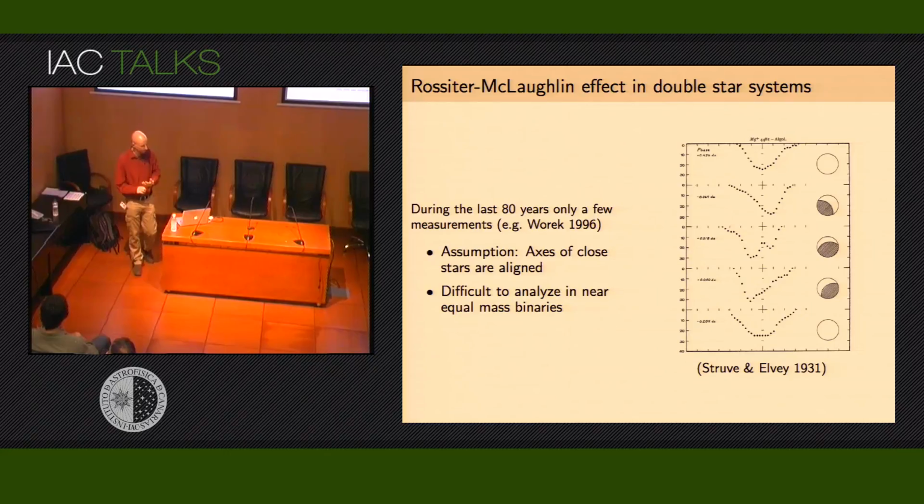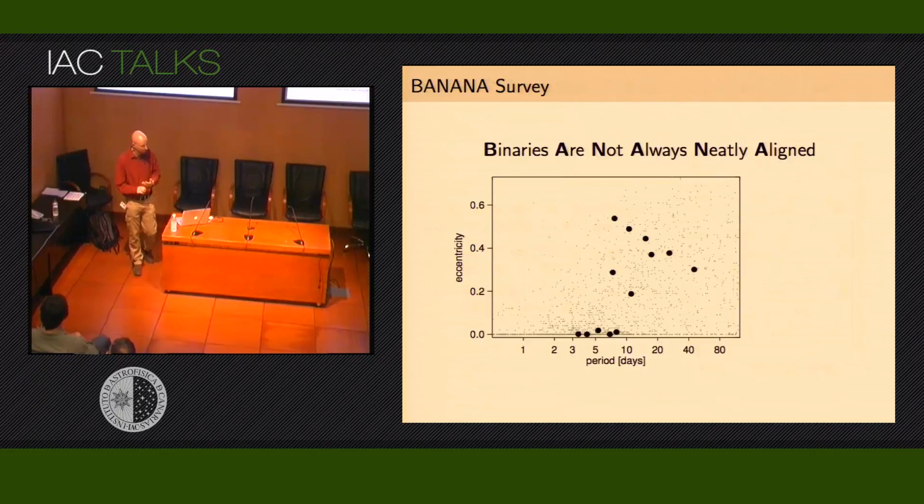Time runs here on the y-axis, from before, on top, to after eclipse. One can see how this magnesium-2 line is distorted when the planet, or rather the secondary star, moves in front of it. Because there have been so few measurements, we set out to do a little survey. Binaries are not always neatly aligned. We have 13 systems in our sample, and I show the eccentricity and period here.